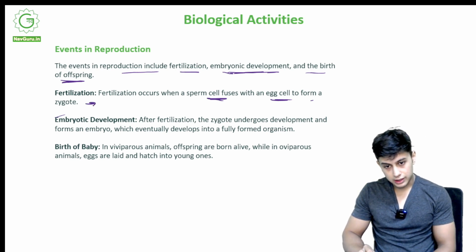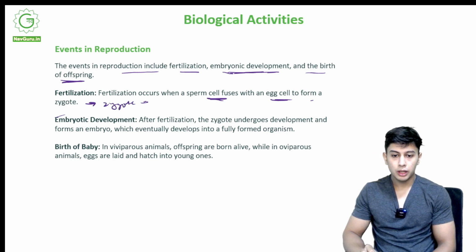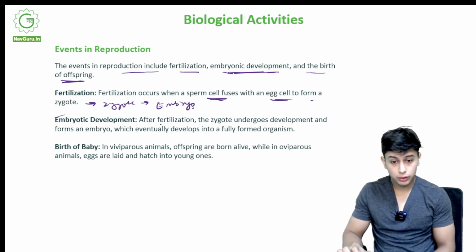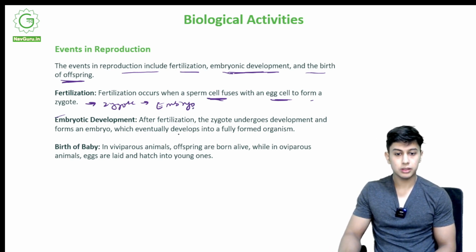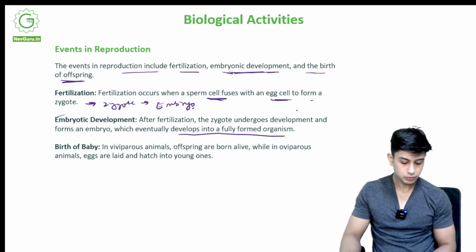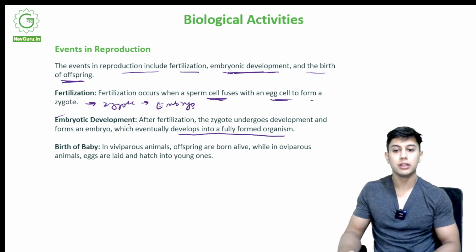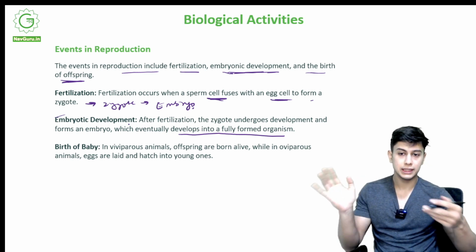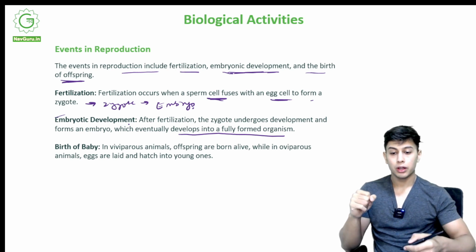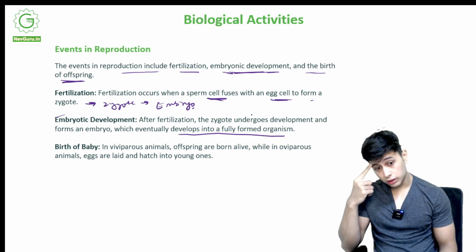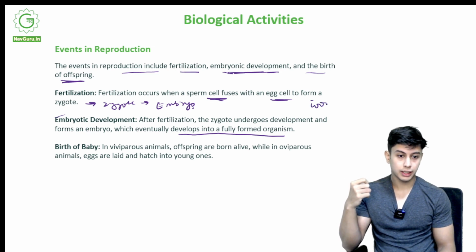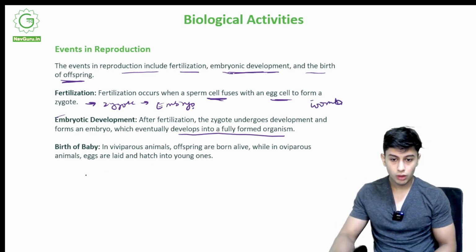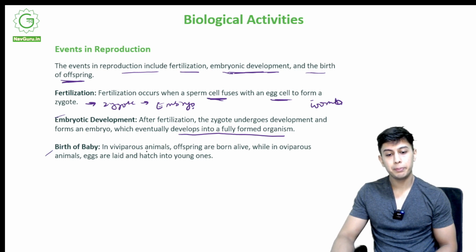Embryonic development: after zygote comes embryo. After a few development processes, the embryo becomes a fully grown organism. So when we were little, when we were in our mother's wombs, we were an embryo which grew, and she gave us birth. We grow in the womb. Birth of a baby. In viviparous animals, offsprings are born alive.